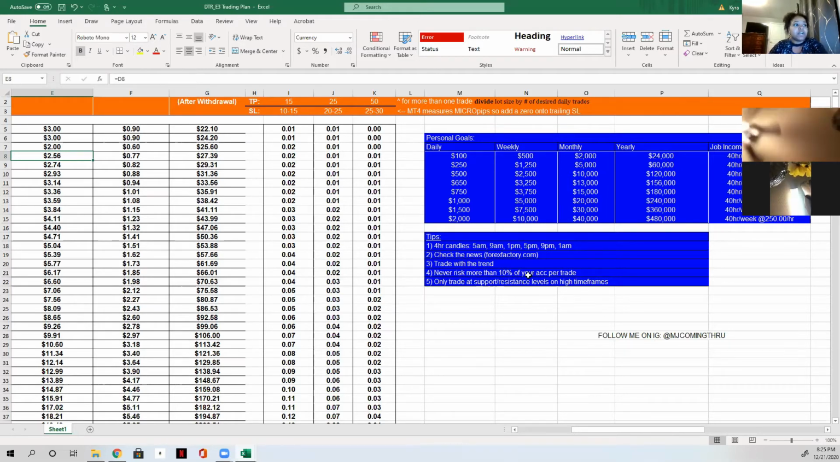Never risk more than 10% of your account per trade, and only take trades at support and resistance levels on high time frames. In general, this is when we usually call trades. This is just kind of a standard for most of us that are calling trades. We're calling them when they meet a support and resistance area.